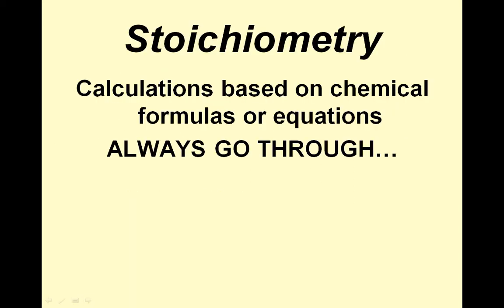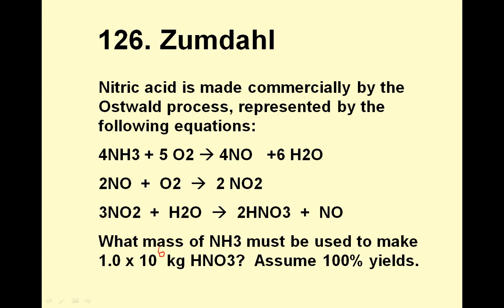Stoichiometry, the mathematics of chemical equations. Calculations based on chemical formulas or equations always go through mole, mole, mole. In your book, number 126: nitric acid is made commercially by the Ostwald process, represented by the following equations. What mass of NH3 must be used to make 1 times 10 to the 6 kilograms of HNO3? Assume 100% yield. So 1 million kilograms of HNO3? Woo, doggies.